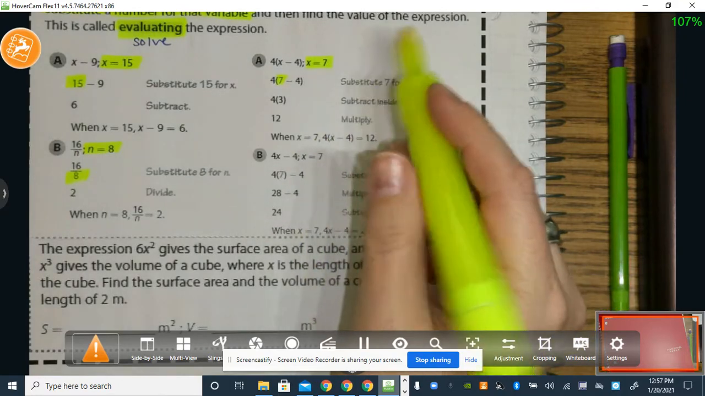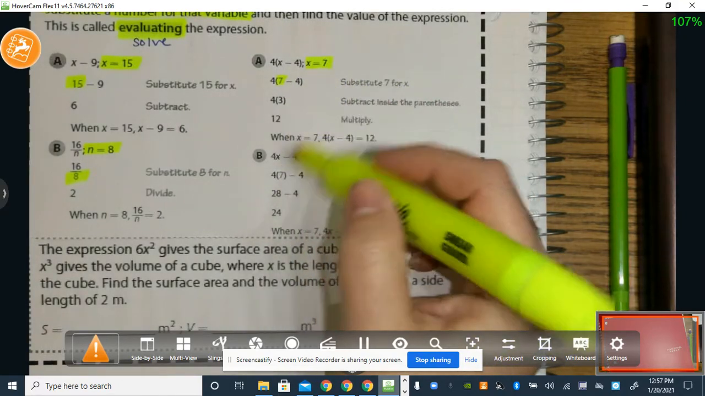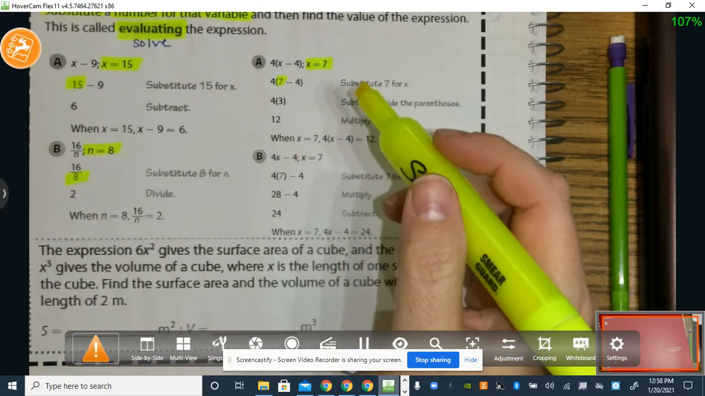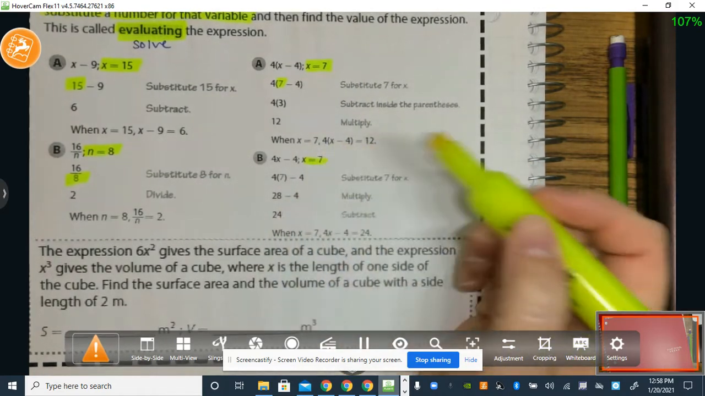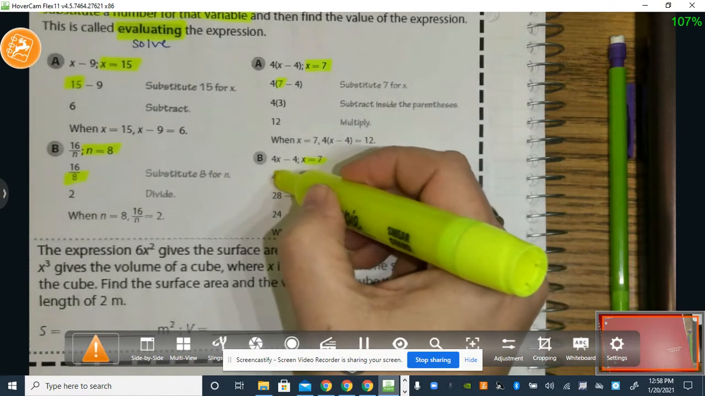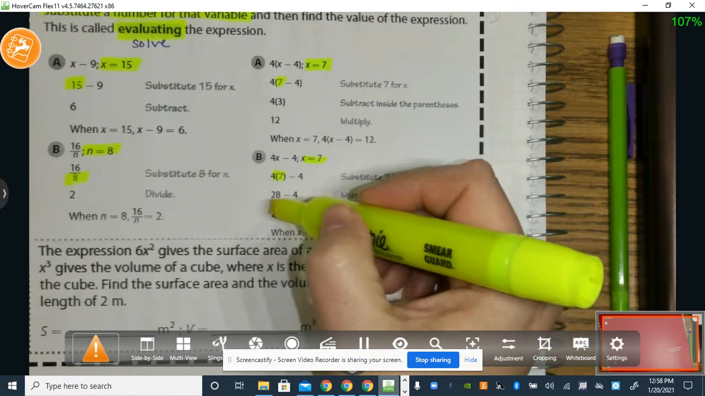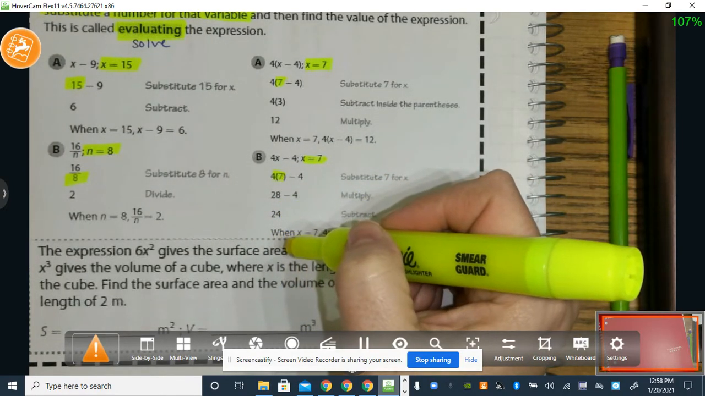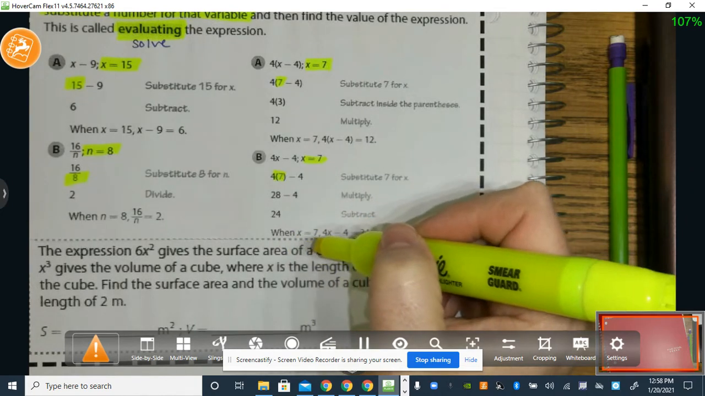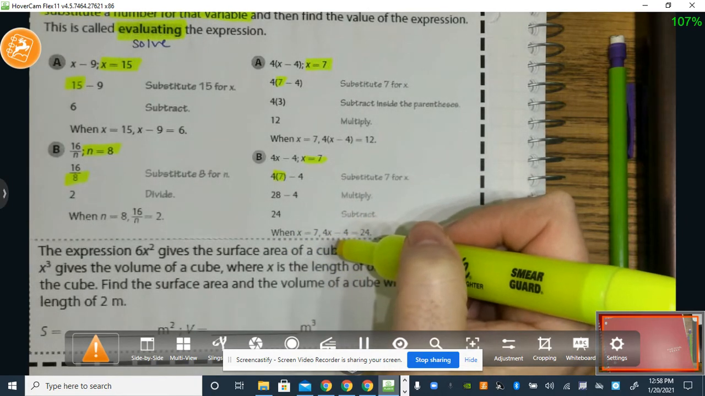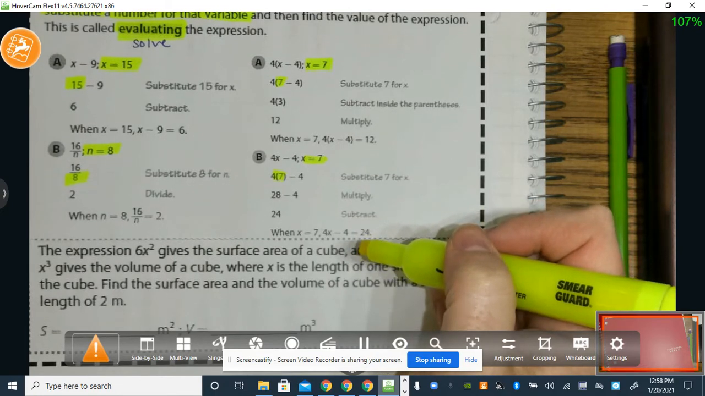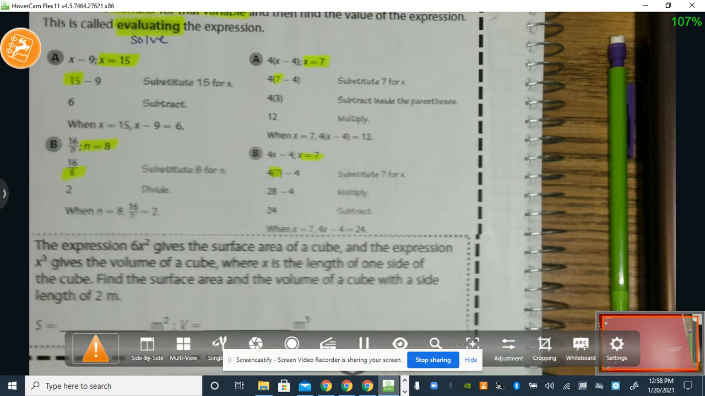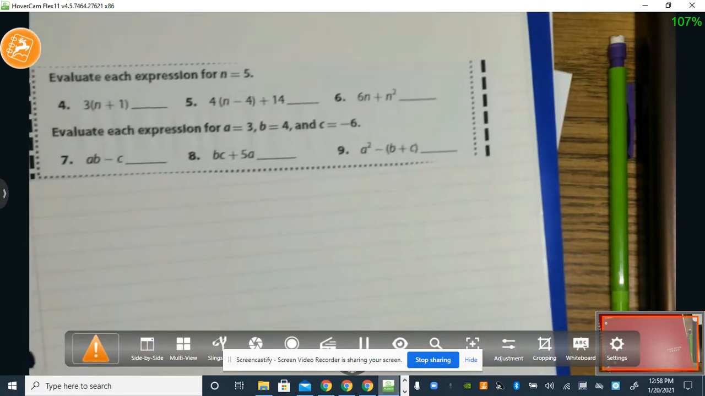Okay? However, here is another one. It kind of looks the same, but will evaluate differently. So x is equal to 7. So that's 4 times 7, which is 28. And 28 minus 4 gives me 24. Right? So when x is equal to 7, 4x minus 4 is equal to 24. Okay? Now let's practice with some of these questions here.